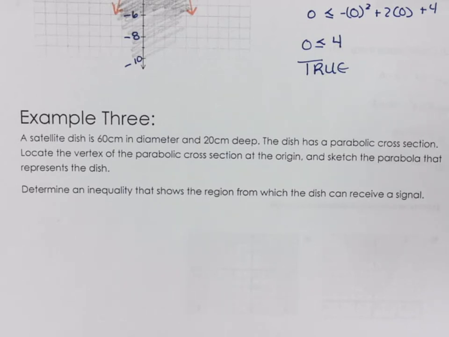Okay, so now that we realize that I like to visualize things so I have a better understanding, the dish has a parabolic cross section. So if we cut that dish directly in half and looked at it from the side, it would be a perfect parabola. Locate the vertex of the parabolic cross section at the origin. Sketch the parabola that represents the dish. Determine an inequality that shows the region from which the dish can receive a signal. Got it? Now you wish you had envisioned the dish.